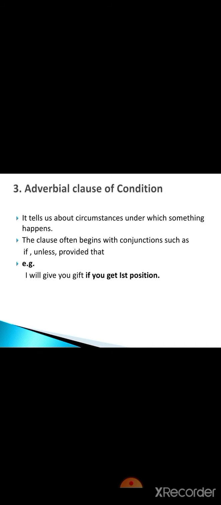Adverbial clause of condition. It tells us about circumstances under which something happens. Actually, it tells you the conditions, the circumstances. The clause often begins with conjunctions such as if, unless, provided that. For example, I will give you gift if you get first position. So over here, condition is just given that the gift will be given if you get the first position.